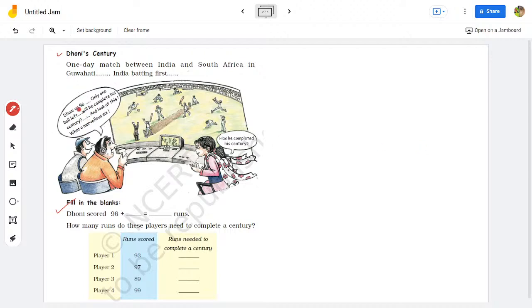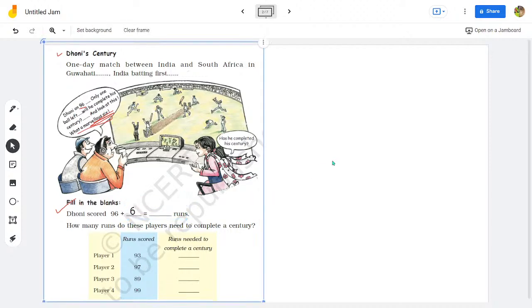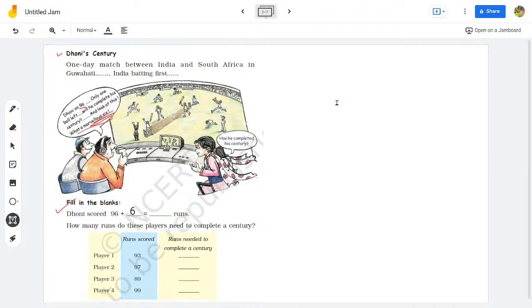Dhoni has 96 runs, only one ball left, he will complete his century. So in one ball he has to complete his century. And what has he scored suddenly? He has scored a 6 more. That means if he has 96 and he has scored a 6 more, he has played a sixer. So 96 add 6 we have to do over here. So we can do 96 add 6.